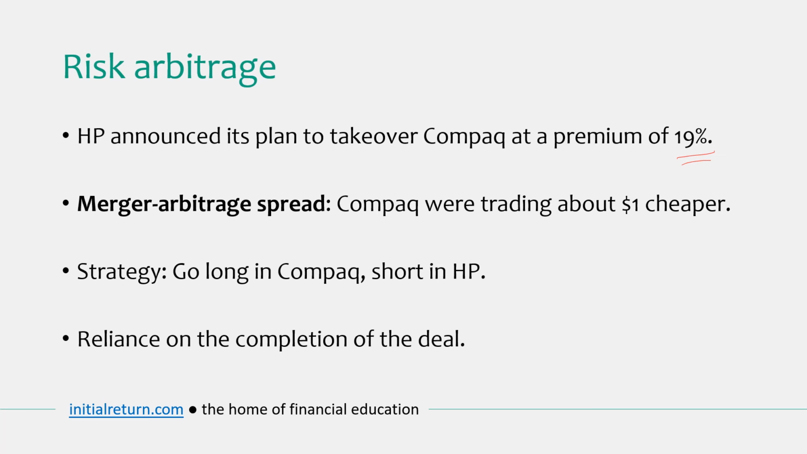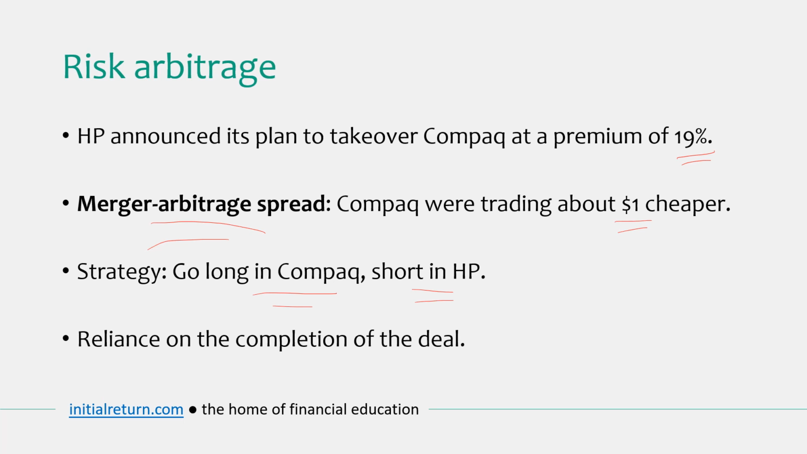But what often happens is that following the announcement, yes, the target share price will increase, right? Because they are suddenly valued at a premium of 19% by a particular party. But typically the share price may not rise as much as 19%. And this creates what's called a merger arbitrage spread, right? And in the case of HP Compaq, after the announcement, Compaq shares were trading about $1 cheaper, initially, relative to what was implied by this premium. Now, traders or investors can exploit this discrepancy. And the strategy here is that because Compaq shares are relatively cheap, you would go long in Compaq and short in HP.